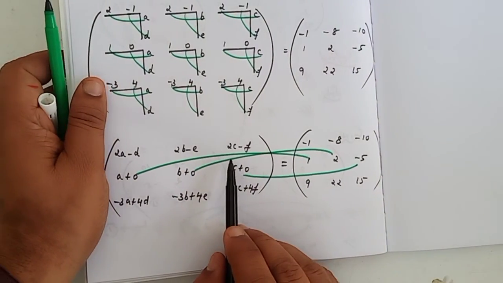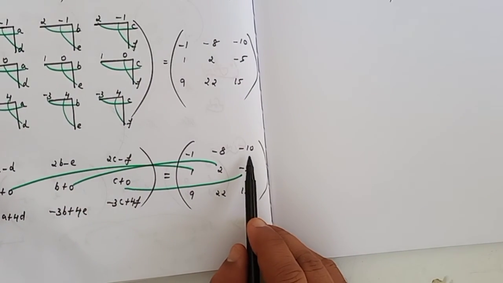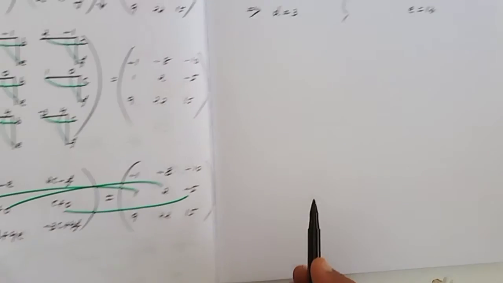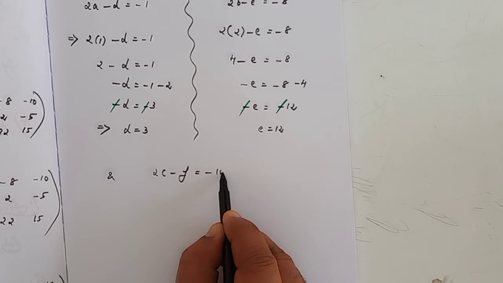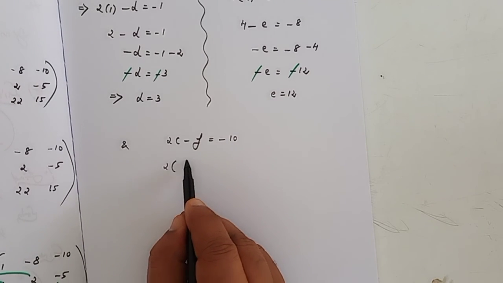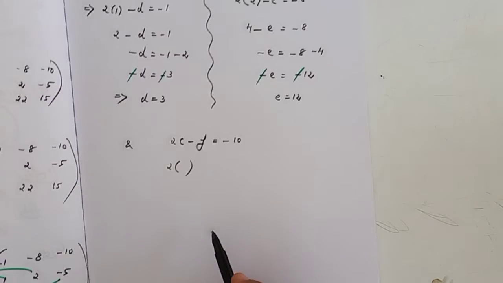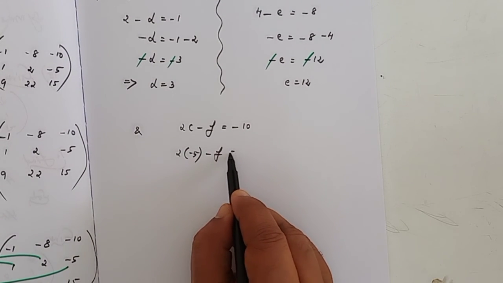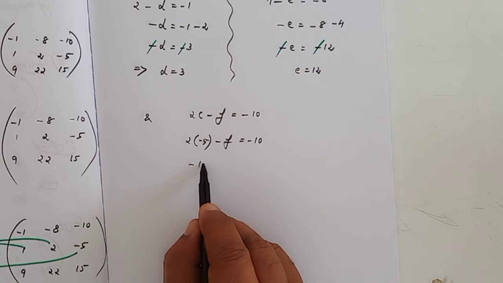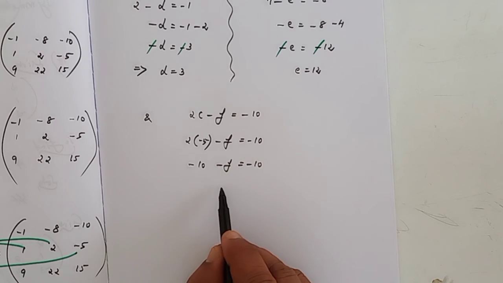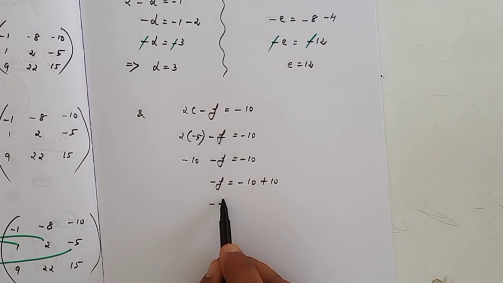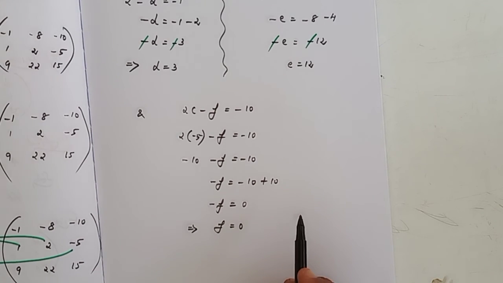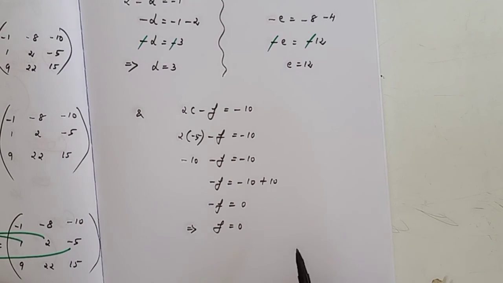Finally, I am comparing these two, 2C minus F that is equal to minus 10. 2 into C value, here it is minus 5, minus F equals minus 10. 2 into minus 5 is minus 10, minus F equals minus 10. Minus 10 comes right hand side, plus 10. So minus F equals 0, which implies F also 0. Okay, I got the values of A, B, C, D, E and F.